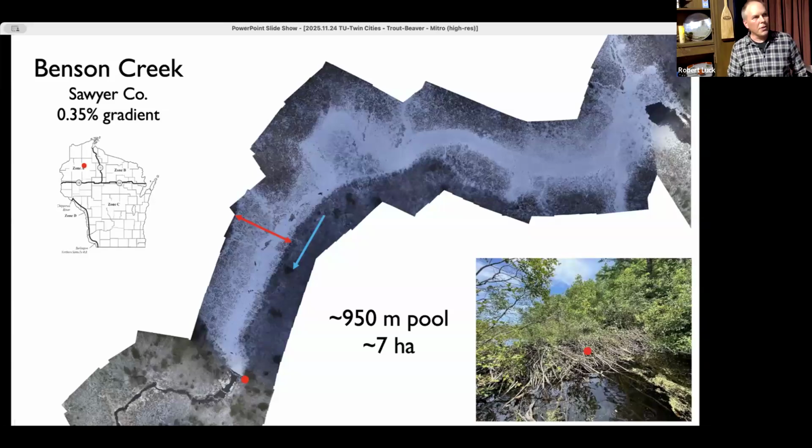And then one last one, this is Benson Creek in Sawyer County, just south of Hayward. This is an image taken during the winter. The image on the lower right is the beaver dam. That one beaver dam backed up a pool almost a kilometer, almost 1,000 meters upstream, covering about 7 hectares.